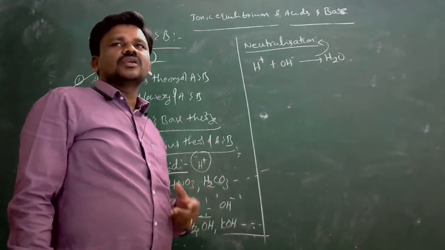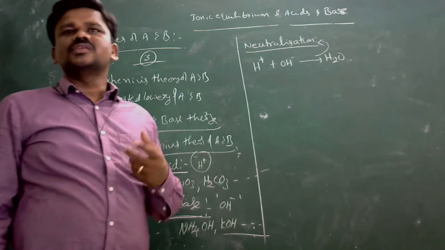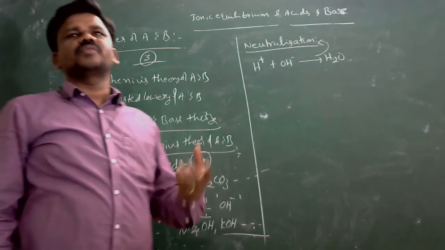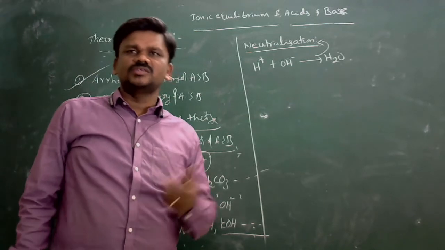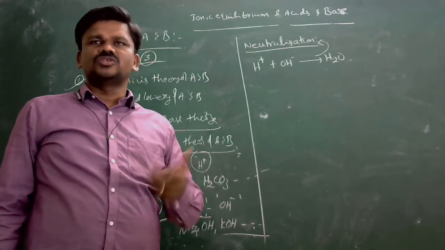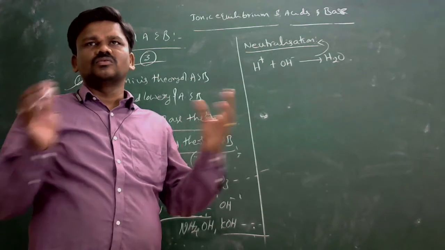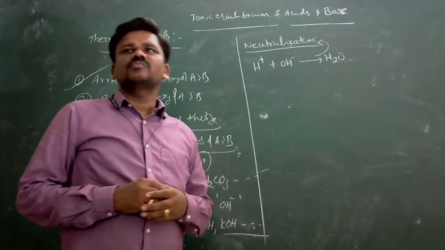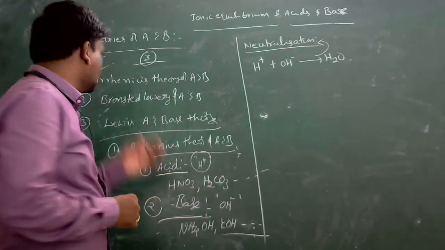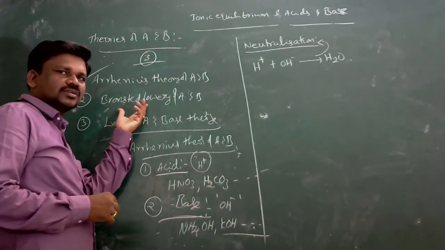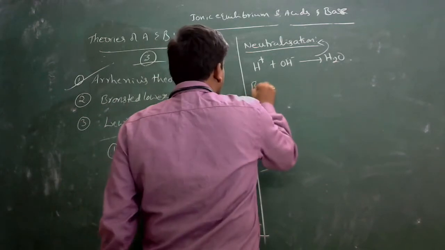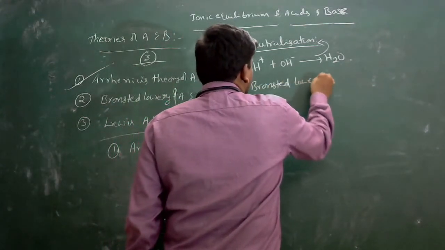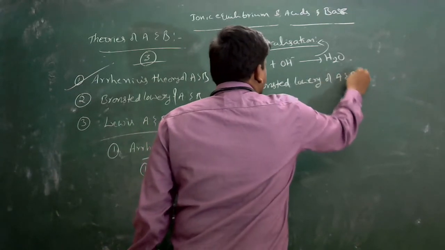In its demerits, it cannot explain the acidic nature of SO2 and CO2, and it cannot explain the basic nature of NH3 and H2O. These two defects are explained by another acid base theory, the Bronsted-Lowry theory of acids and bases.